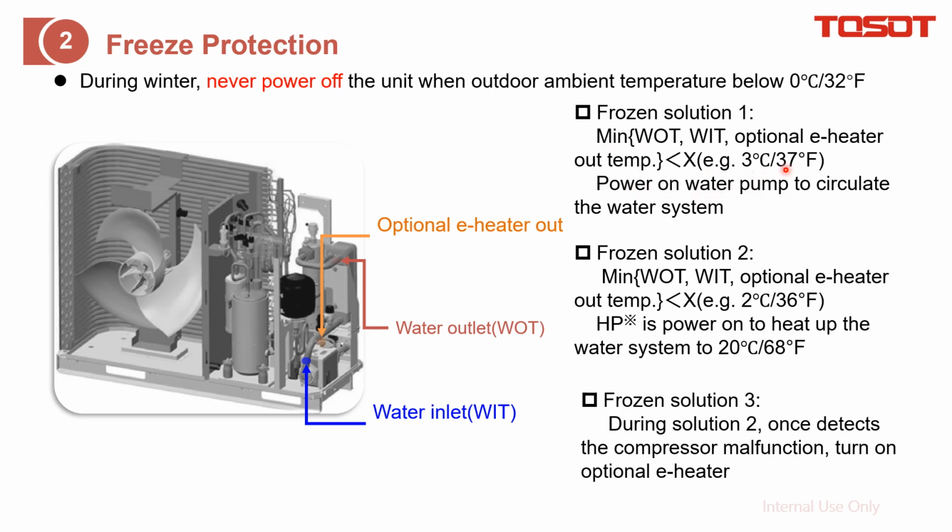Power on this one. And solution 2 is if the minimum of these three is less than, let's say, 2 degrees, then it will turn on the compressor to heat up the water system until we reach 20 degrees. And solution 3 is just in case there is some malfunction on the compressor, at that time we will turn on the e-heater, this one. So due to this reason, if during the winter, please never power off the system, especially when the outdoor ambient is less than the freezing point.